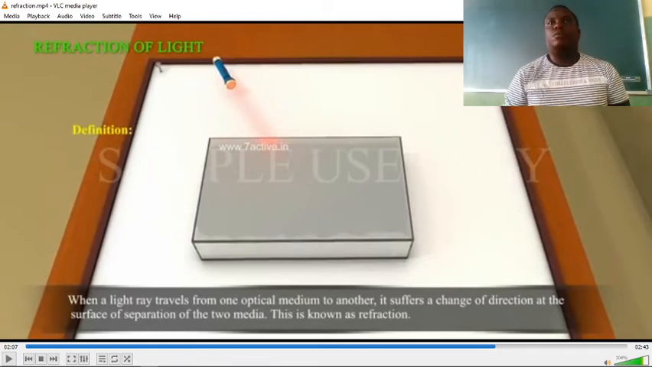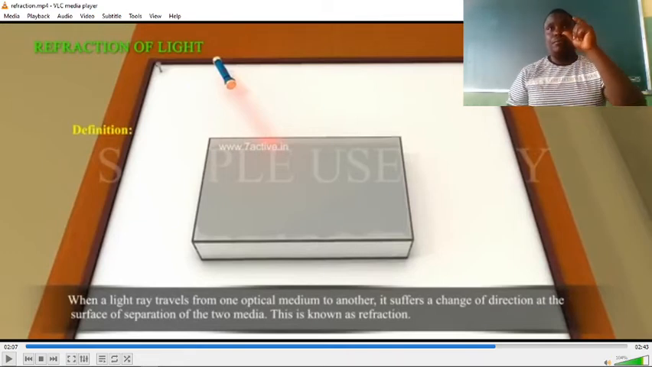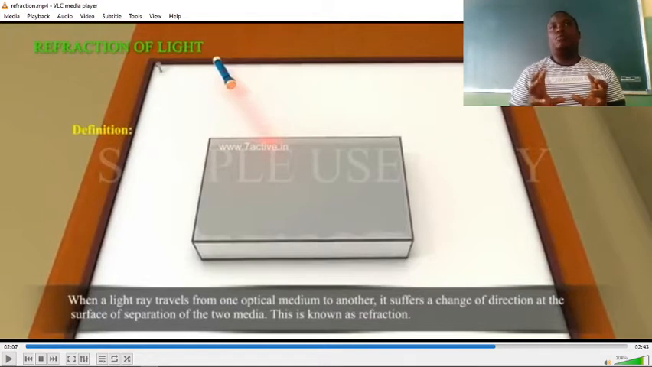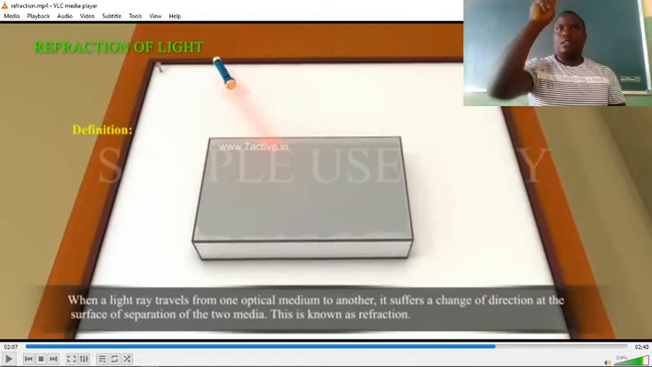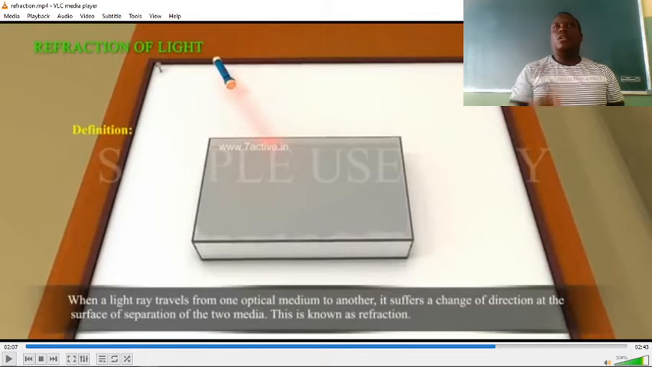So this is called refraction. It means that in refraction, there are two media through which the light is going to pass, and when it enters the second medium, it suffers a change of direction at the surface of separation. When this happens, this process is called refraction of light. You see the differences between reflection and refraction.